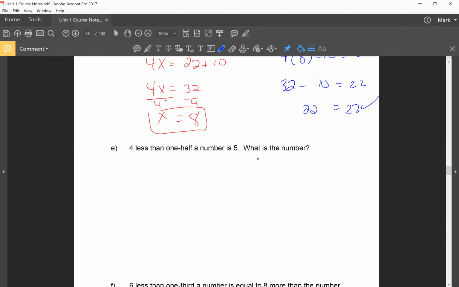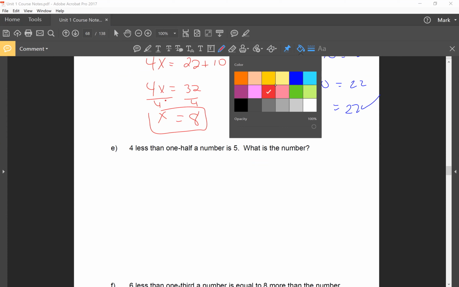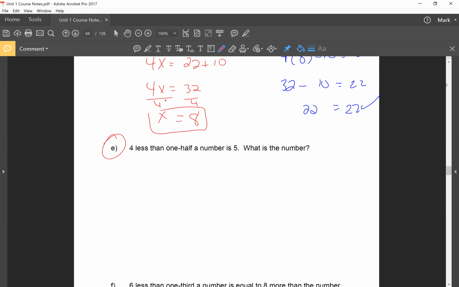Okay, let's look at the next one. Again, I'm going to go a little quick here because they're all the same question over and over. Oh, well, actually, E is interesting. 4 less than 1/2 of a number. So 1/2 of a number minus 4 equals 5. This one's a little trickier because I have that half there. Another way to write this is x over 2 minus 4 equals 5.